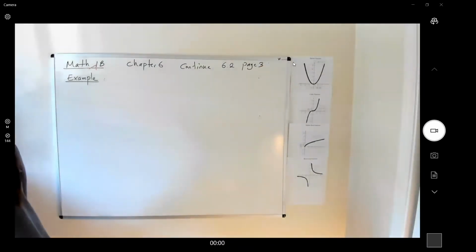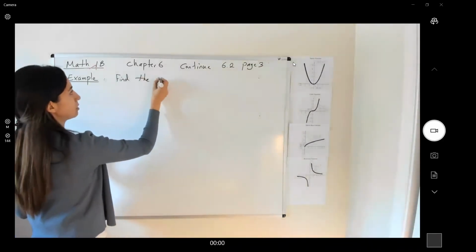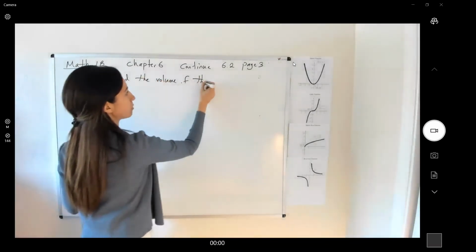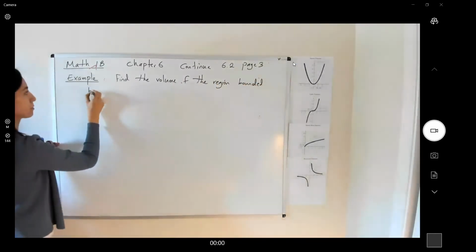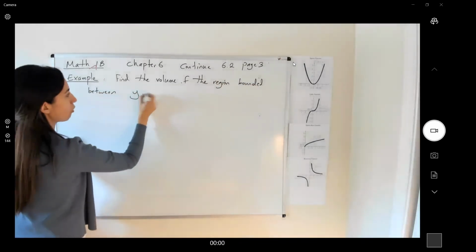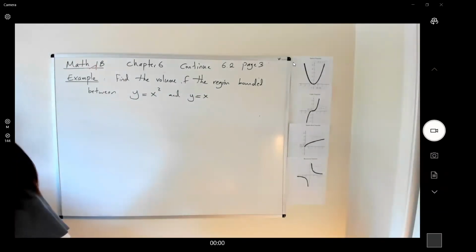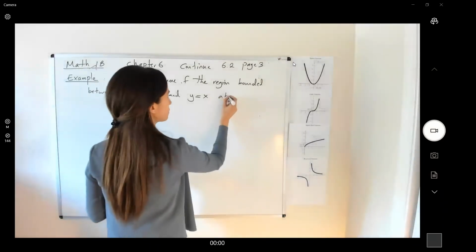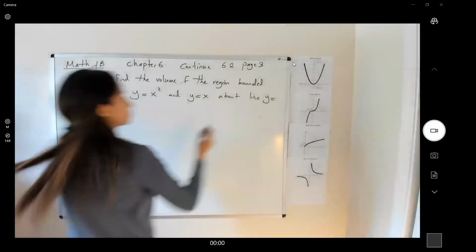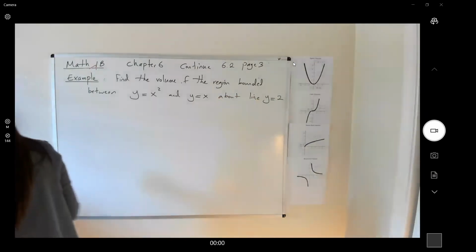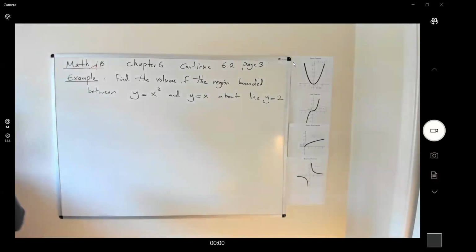Example. So this example says, find the volume of the region bounded between y equals to x squared and y equals to x about line y equals to 2. Okay, so let us graph this line.